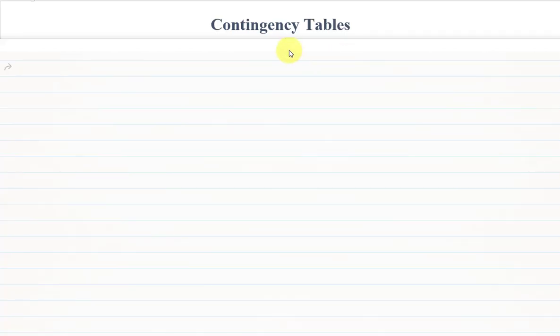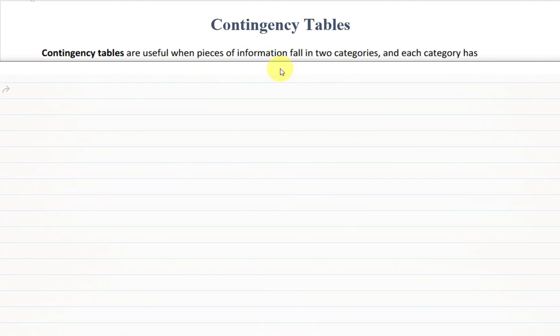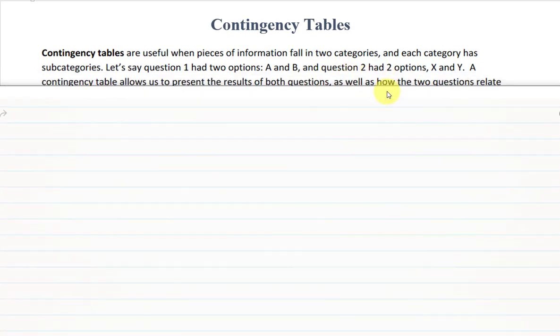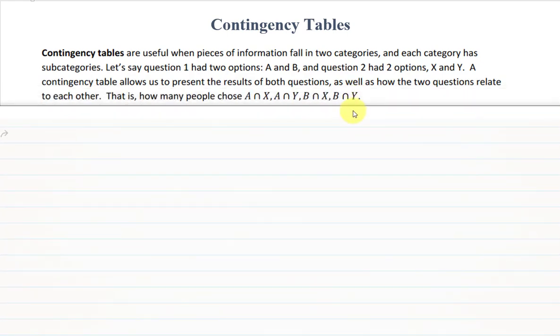In this video, we are going to talk about contingency tables for finding probabilities. Contingency tables are useful when pieces of information fall in 2 categories or more, and each category has subcategories. So let's say question 1 had 2 options, A and B, and question 2 had 2 options, X and Y. A contingency table allows us to present the results of both questions as well as how the 2 questions relate to each other.